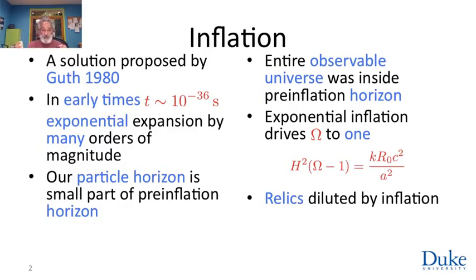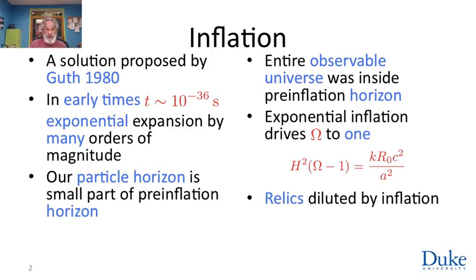Similarly, the exponential inflation drives omega to 1. You can see that from the same equation that gave us the problem with fine-tuning before. Remember that H squared (omega minus 1) is always equal to this. In exponential expansion, the Hubble constant is a constant, remember. And so as a grows by a factor of 10 to the 50, say, this denominator gets bigger by a factor of 10 to the 100, and omega minus 1 has to shrink by a factor of 10 to the 100.